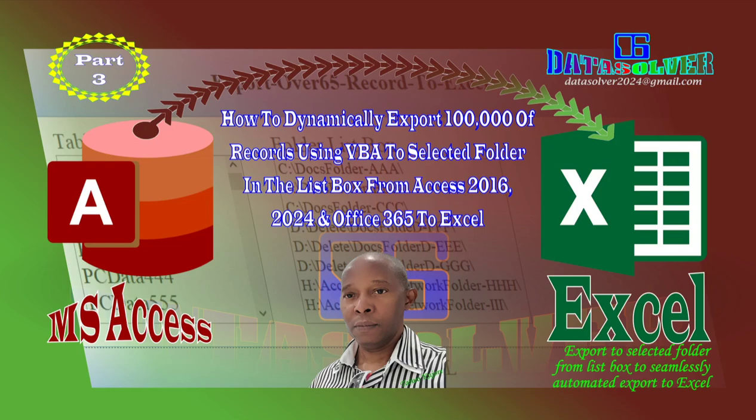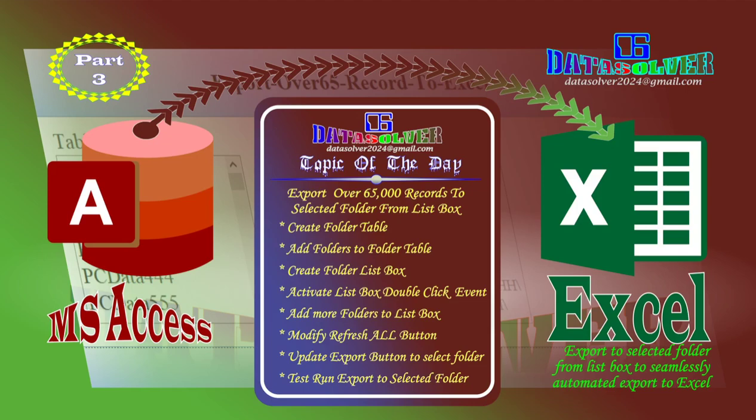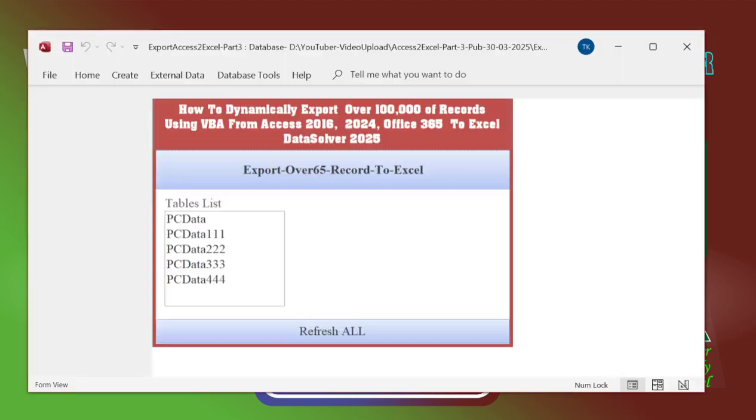Not to take too much of your time, I'm going to launch the topic of the day. As you can see from our slide, we need to do the following: create folder table, add folders to folder table, create folder list box, activate list box double click event, add more folders to list box, modify refresh all button, update export button to select folder, test run export to select folder. So the next thing to do is to launch my Microsoft Access application.